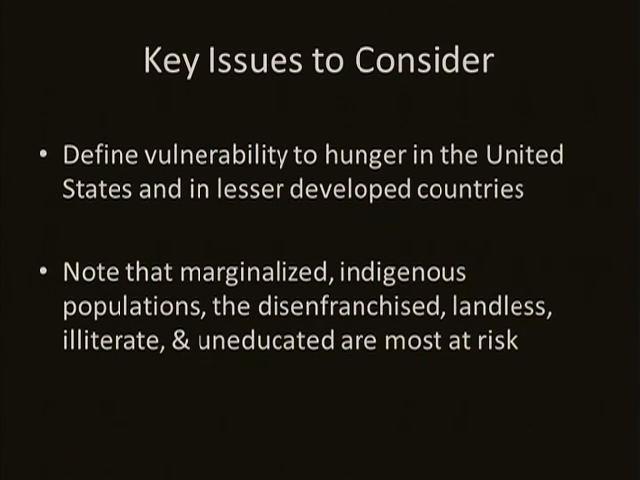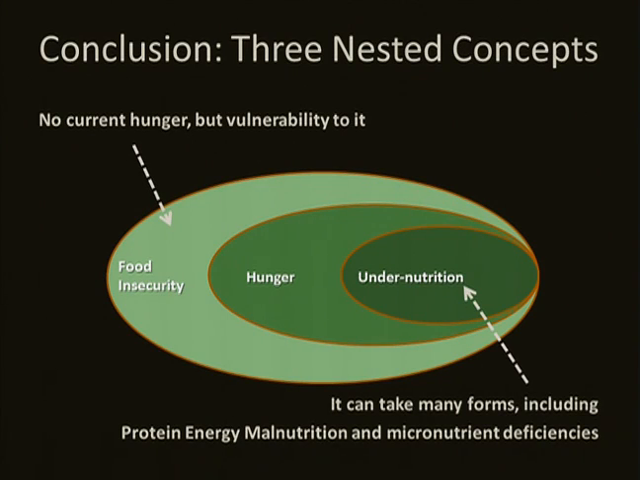If you remember, we defined vulnerability to hunger in the United States, and then we also talked about vulnerability in lesser developed countries. In the United States, hunger is defined through a rubric of food security and food insecurity, whereas in lesser developed countries it tends to be more extreme and defined as the poor or ultra poor. Note that marginalized indigenous populations, disenfranchised, landless, and illiterate and uneducated people groups, no matter where they live, are the most at risk.